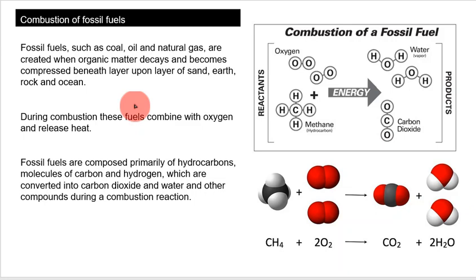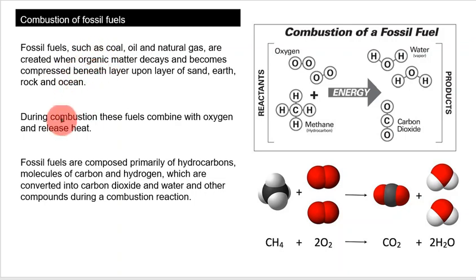So since we learned how to make the combustion engine, we've been burning fossil fuels in order to do all of the different things that we want to do. For example, driving cars, and power stations are fueled using this process of burning fossil fuels. Fossil fuels such as coal, oil and natural gas are created when organic matter decays and becomes compressed beneath layer upon layer of sand, earth, rock and ocean. So it takes a long time for these fossil fuels to be formed.